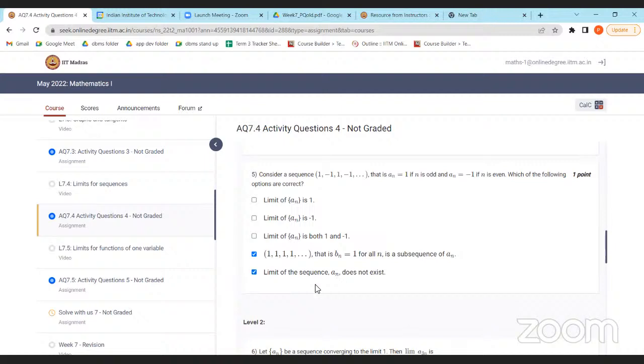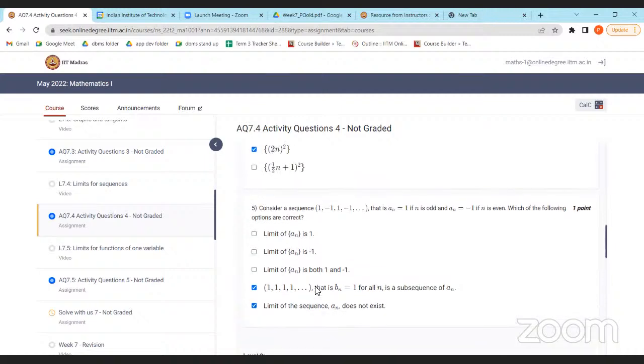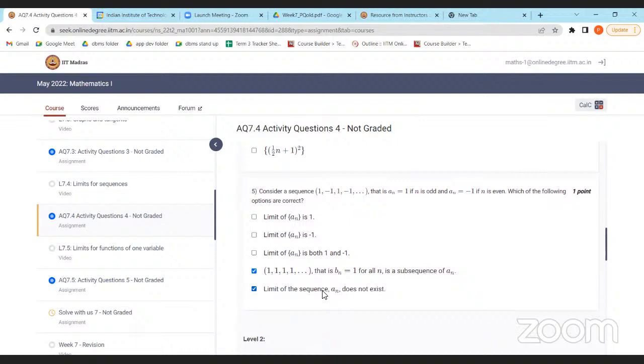Sir, explain the last option, sir. So the limit of the sequence an does not exist. We have to check whether the left hand side limit and right hand side limit are equal or not here. How can we check, sir? You can watch the lecture. I will discuss it once we complete this. The lecture is given, I think you can check that.